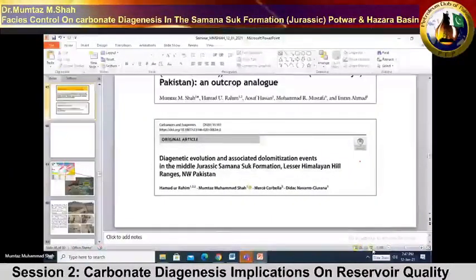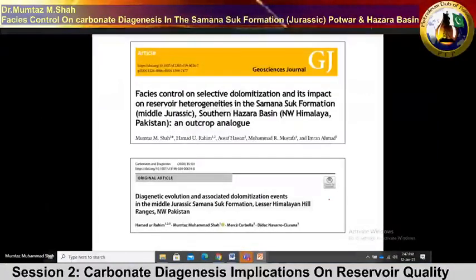Yes, if you look at this first article, Facies control on selective dolomitization, this study indicates that the mudstone facies have the porosities and the permeability, but the grainstone facies are being occluded by the calcite. So the late stage calcite, which is the white calcite, is basically the phase which occluded or destroyed the porosity in this particular Samana Suk formation.